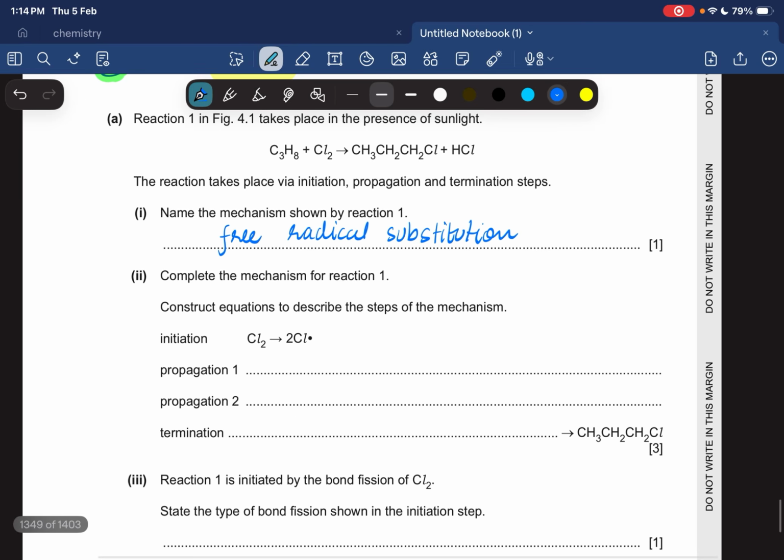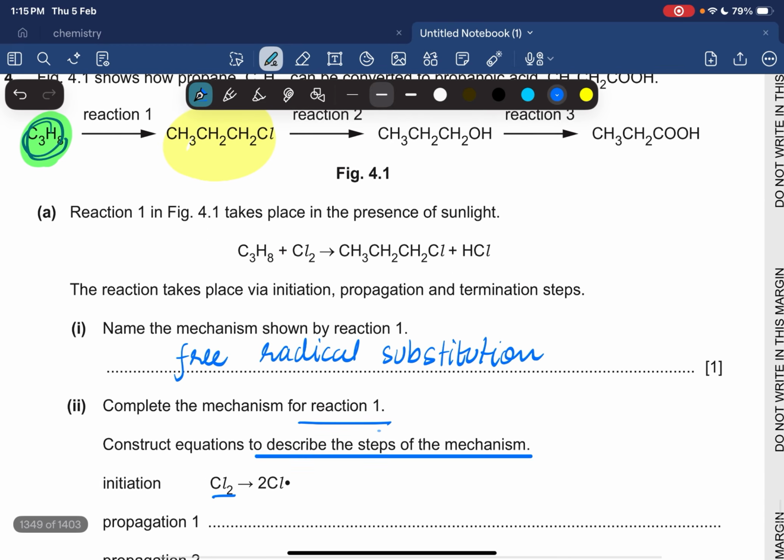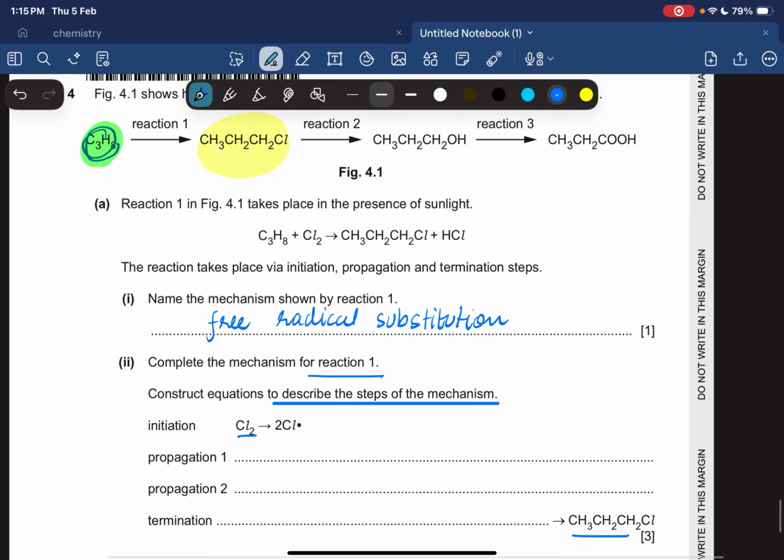Complete the mechanism for reaction 1. Construct equations to describe the steps of the mechanism. So that's initiation. We have to write 2 equations for propagation and 1 equation for termination. For termination, you can see that we're making this thing. So for propagation, what are we going to do? We're going to take our propane molecule, which is CH3, CH2, and CH3, right? That's propane.